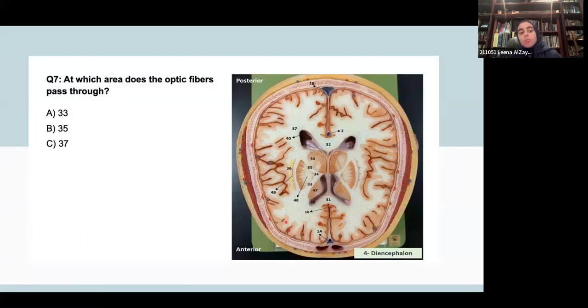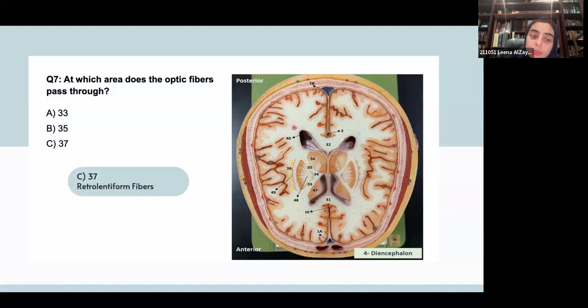At which area do the optic fibers pass through? Any guesses? Okay, it's okay. So the answer is 37.